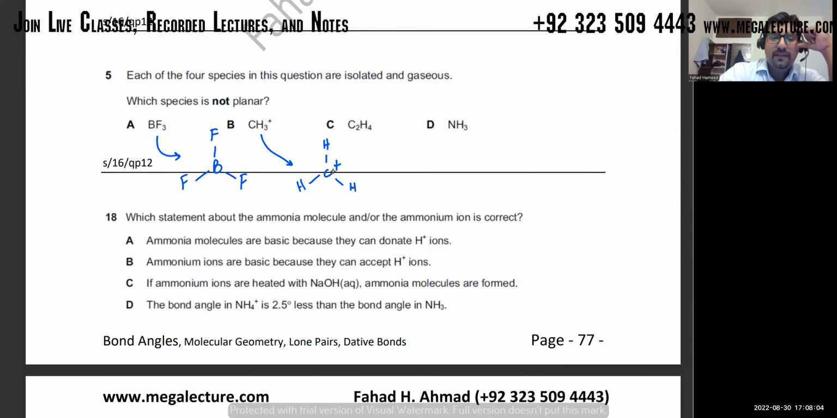C2H4, that will be planar as well. It's carbon with a double bond and 4 hydrogen. So that's a 120-degree angle, and 120-degree angle over here as well. So this one is also planar. 3 pairs of bonds around it, so it's 120 degrees. This one is not planar.